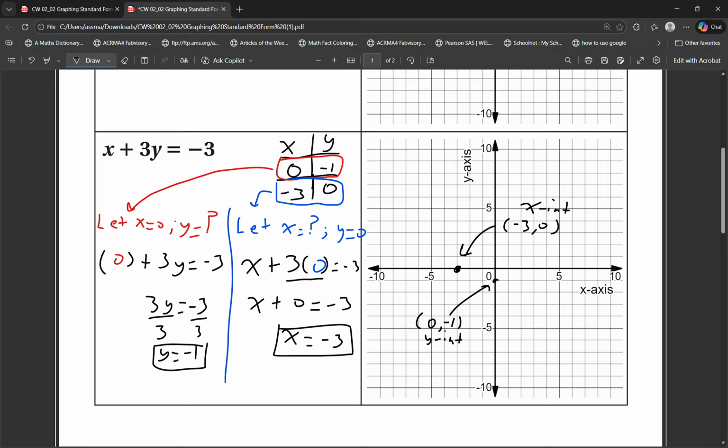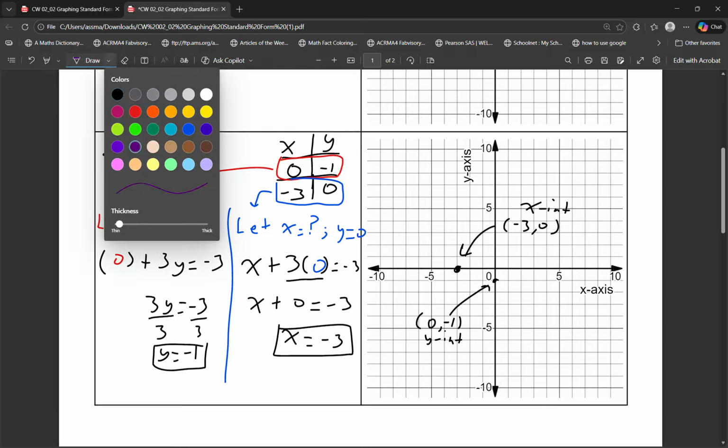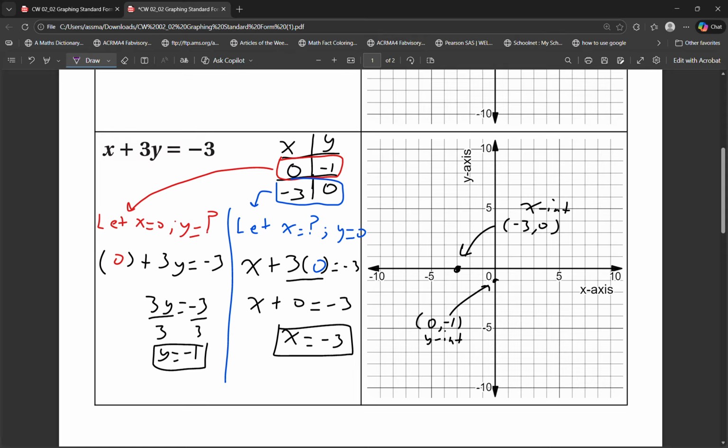Okay, so then what I do now is go ahead and plot, connect the two dots to make my line. So you try to eyeball it the best you can, and you connect the dots, and there's your line.